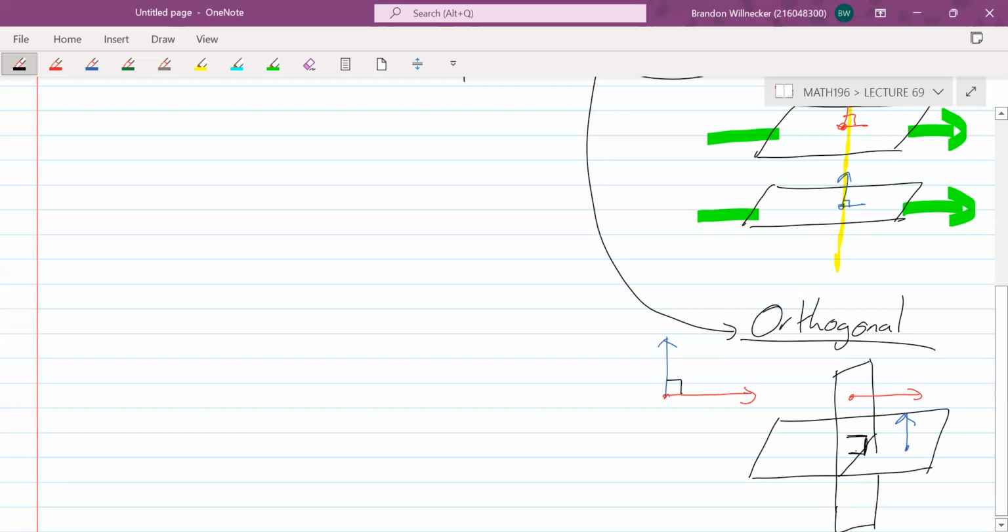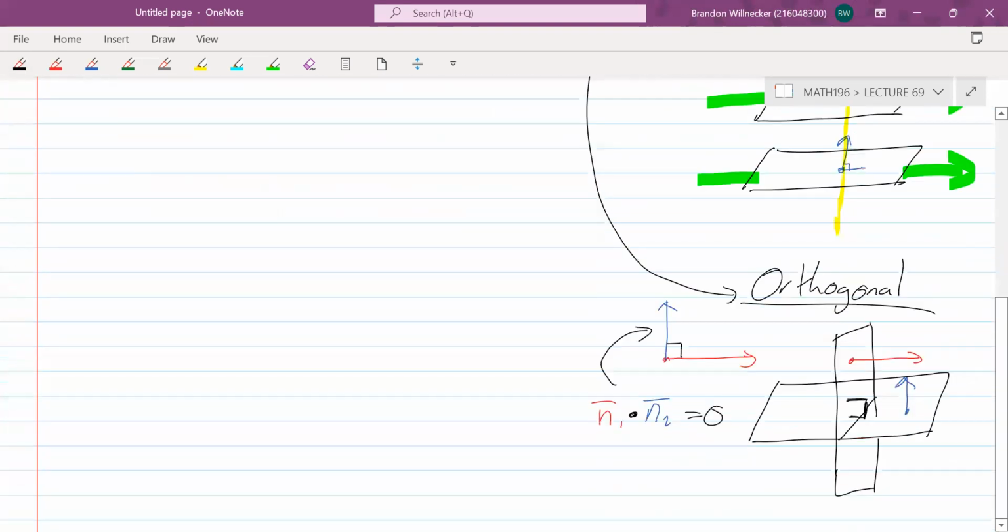Okay, and we know how to check if two vectors are perpendicular. If n1 dot product with n2 is equal to 0, then we know that they are perpendicular, and so the planes are also perpendicular. Okay, so that's the two cases there, parallel and orthogonal.